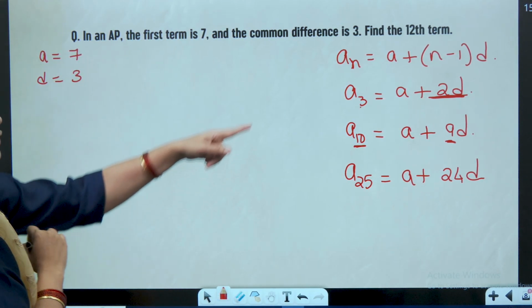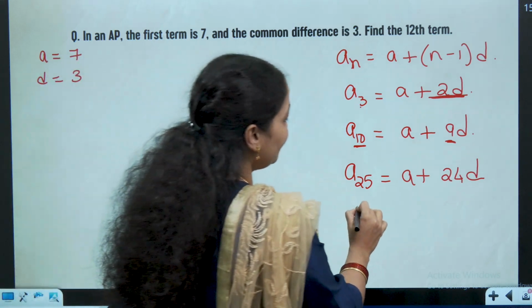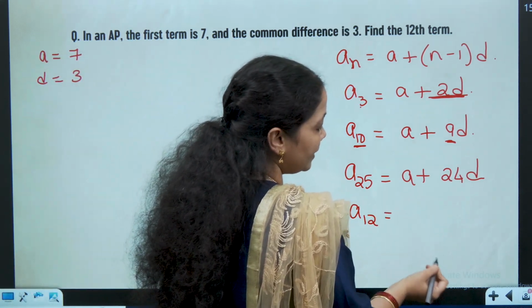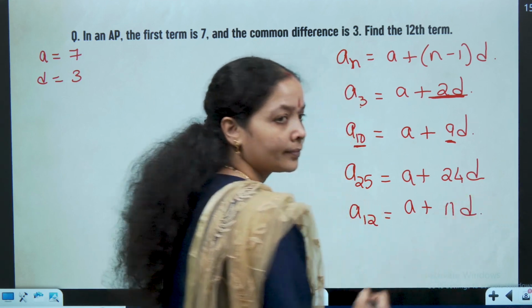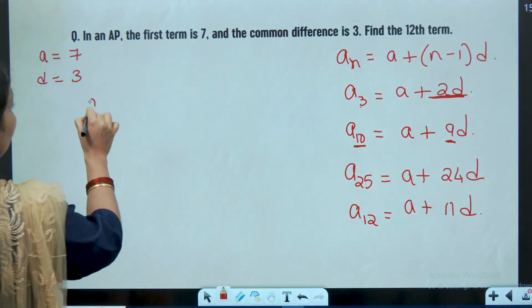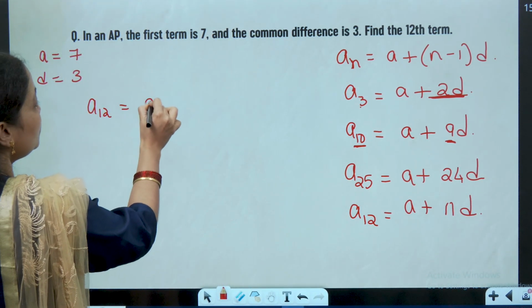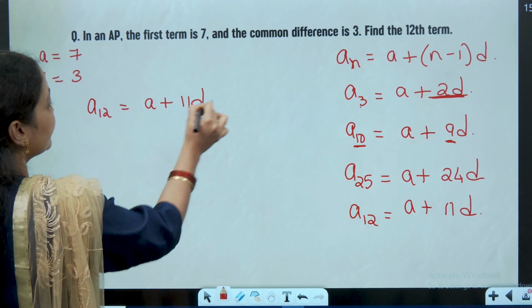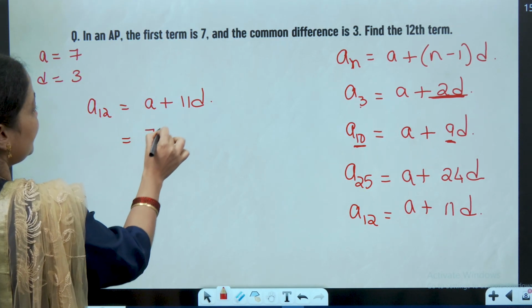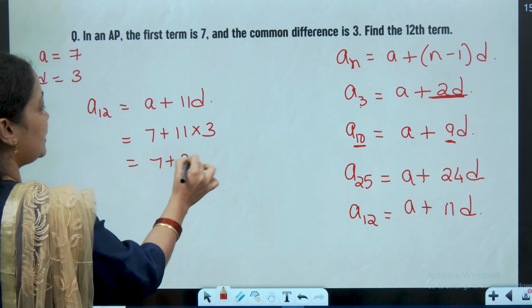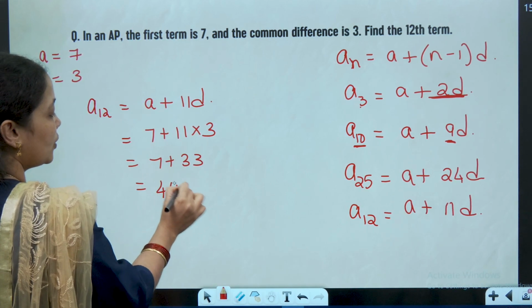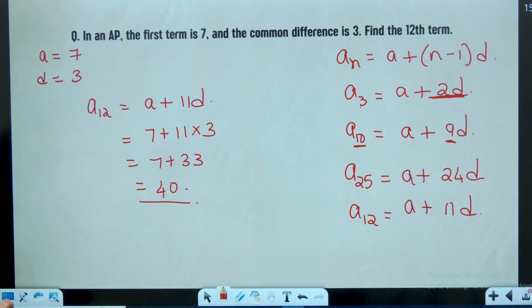They are asking us to find the 12th term. Now children, tell me what is A12. A12 can be written as A plus 1 lesser than this, that is 11D. Therefore, A12 is equal to A plus 11D. What is A? A is 7, 11 into 3, that is 7 plus 33, which is exactly 40. So my 12th term is just 40.